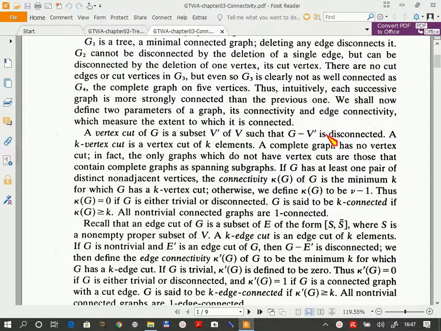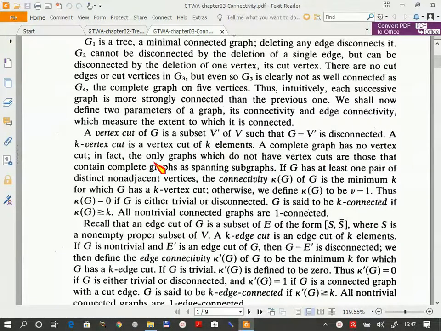of V, such that starting from a connected graph G, if you take away those vertices, and of course all edges having those vertices as ends, it is disconnected. A K vertex cut is a vertex cut of K elements. A complete graph has no vertex cut, as we said before in the case of the picture.